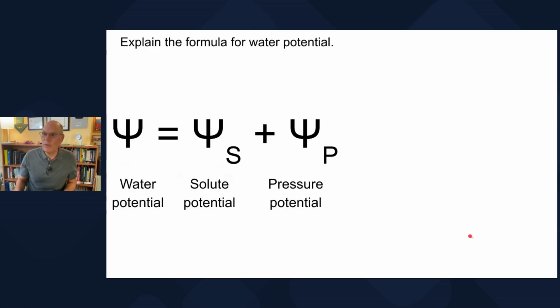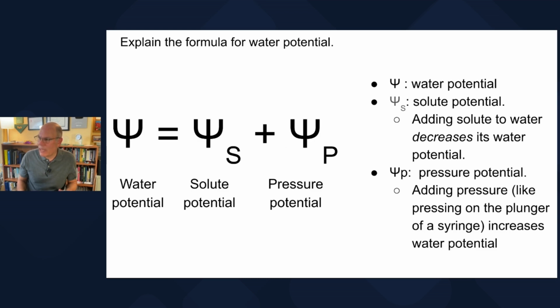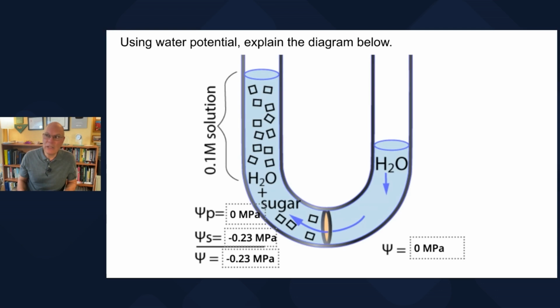Here's the formula. The formula can be more complex than this, but for AP Bio, all you need to know is that water potential equals solute potential plus pressure potential. Again, the Greek letter psi represents water potential. Psi sub s is solute potential. Adding solute decreases the water potential of the body of water. Psi sub p is pressure potential. Adding pressure, like pressing on the plunger of a syringe, increases water potential. With that in mind, using water potential, explain the diagram below.